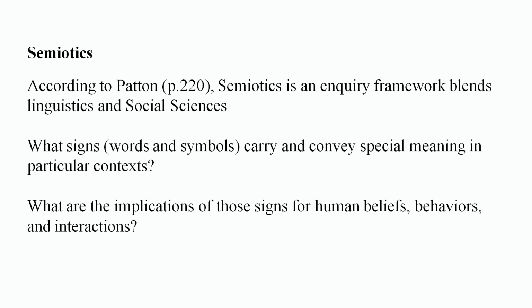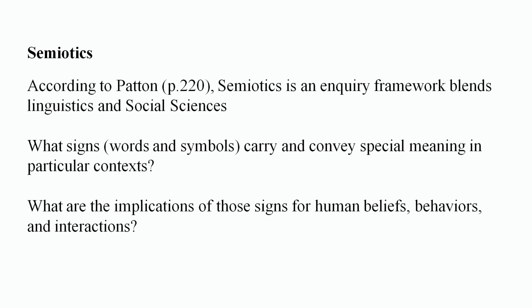And the next area is semiotics. Semiotics has emerged as a very important part of research in recent years. According to Patton, semiotics is an inquiry framework that blends linguistics and social sciences. We use different signs, including words and symbols, to communicate, according to different contexts. So, what are the implications of those signs for human belief, behavior and interactions?